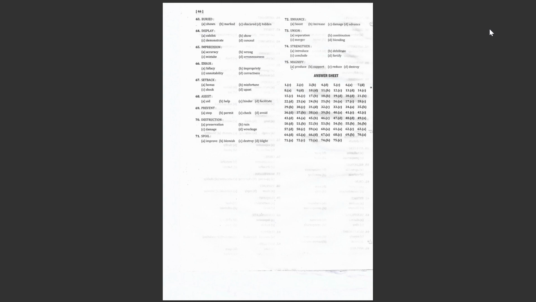Word 75, magnify. Magnify means to zoom. And when you zoom something, you increase the size of it. When you zoom, when you magnify, then the size of the thing increases. So that is what magnify means here. So the correct antonym of magnify would be to reduce. Option number C, reduce. That is the correct antonym of the word magnify. With this, we completed all the 75 antonyms.